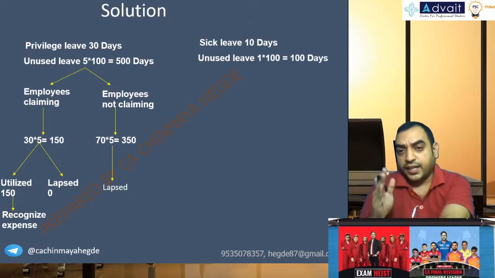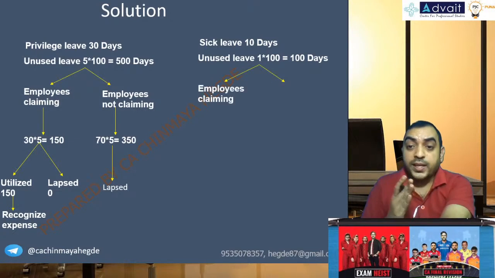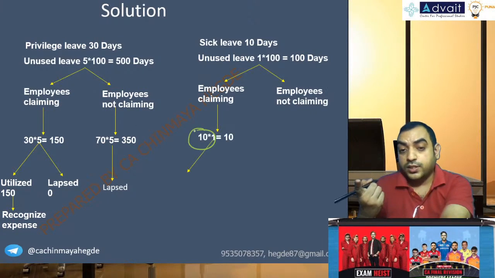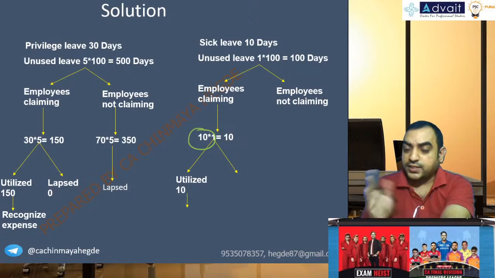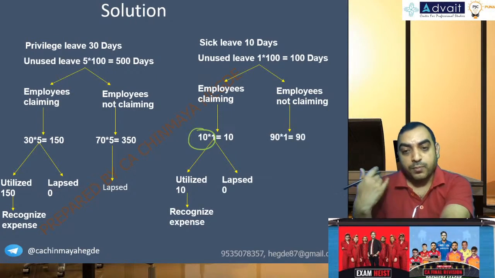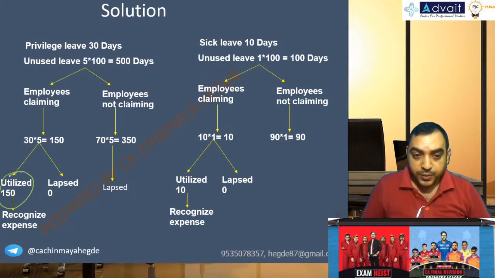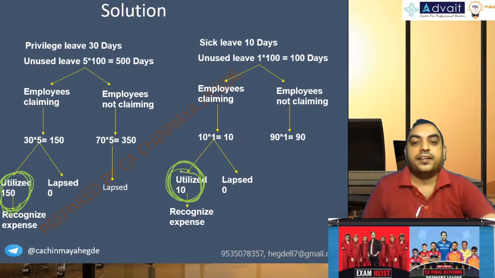Similarly for sick leave, 10 days is available, but unused is only 1 day. So the remaining 9 days you have fallen sick or decided to fall sick. 100 days on 100 employees. And how many employees are using? Employees using are only 10 employees. The unutilized will lapse, and not claiming also means it will lapse. So ultimately, you should recognize the expense on 150 days and the expense on 10 days.